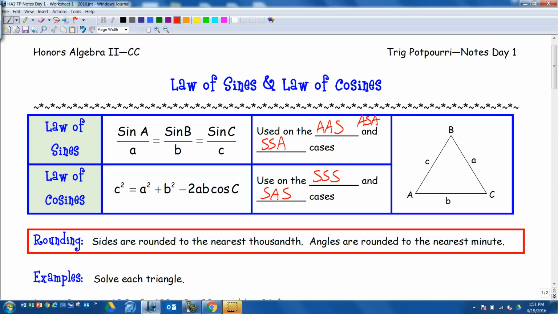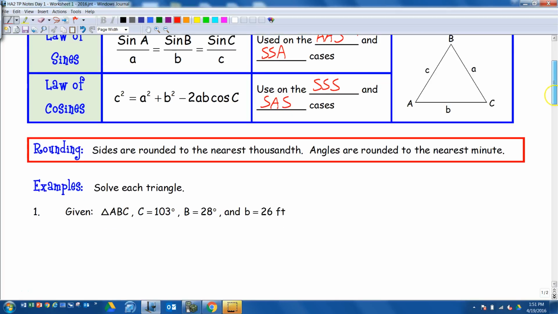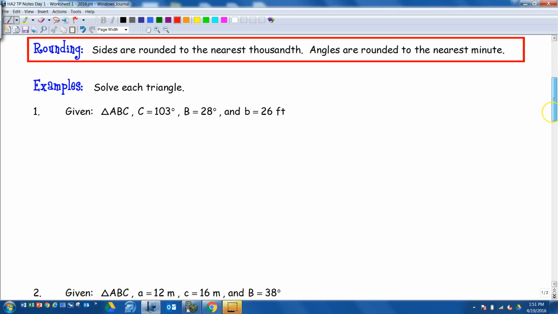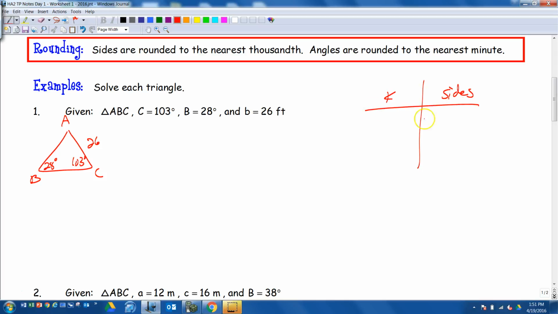So we're going to just do this, round the sides to the nearest thousandth, angles to the nearest minute. So solve each triangle. So we have triangle ABC, where C is 103, B is 28, and little b is 26. Now I always make charts with this. You don't have to. It helps organize my thoughts. And again, if you need to catch up, you can always pause the video.